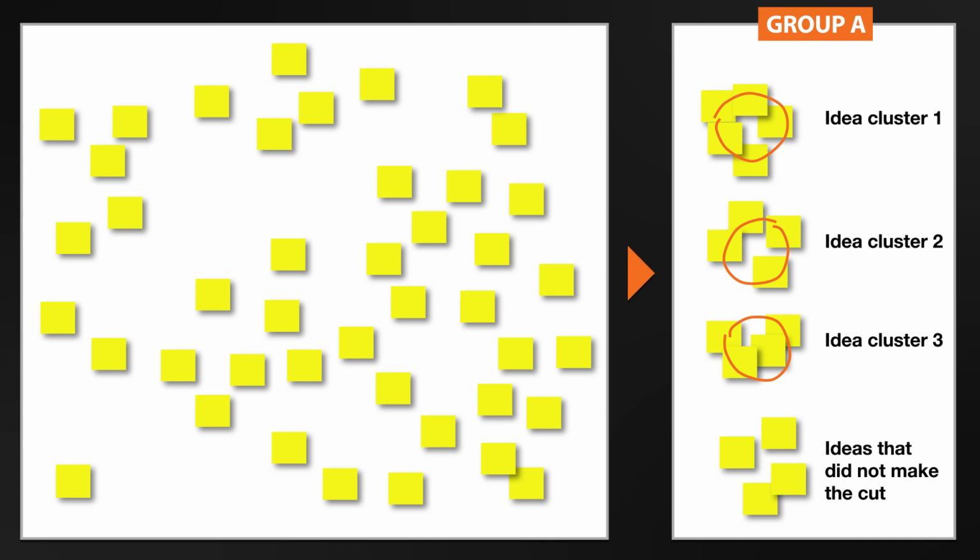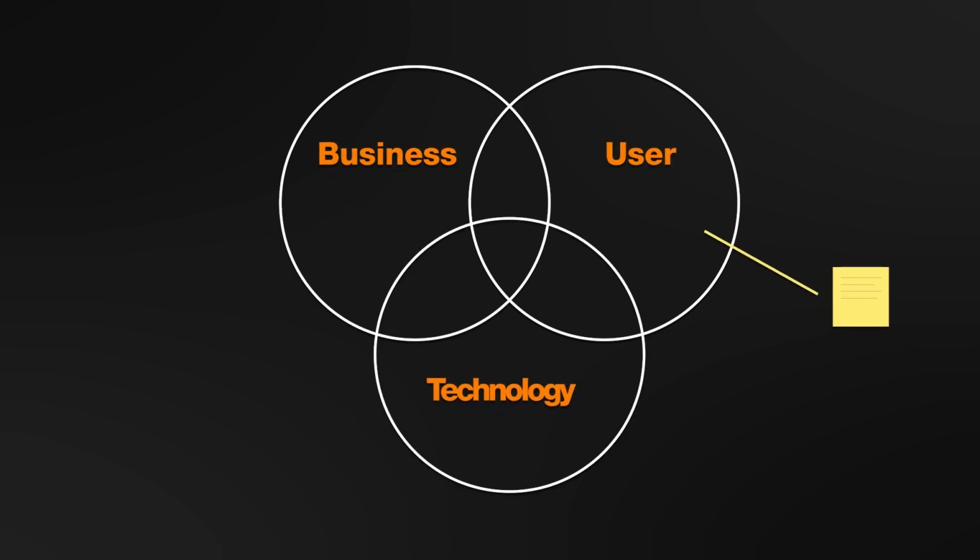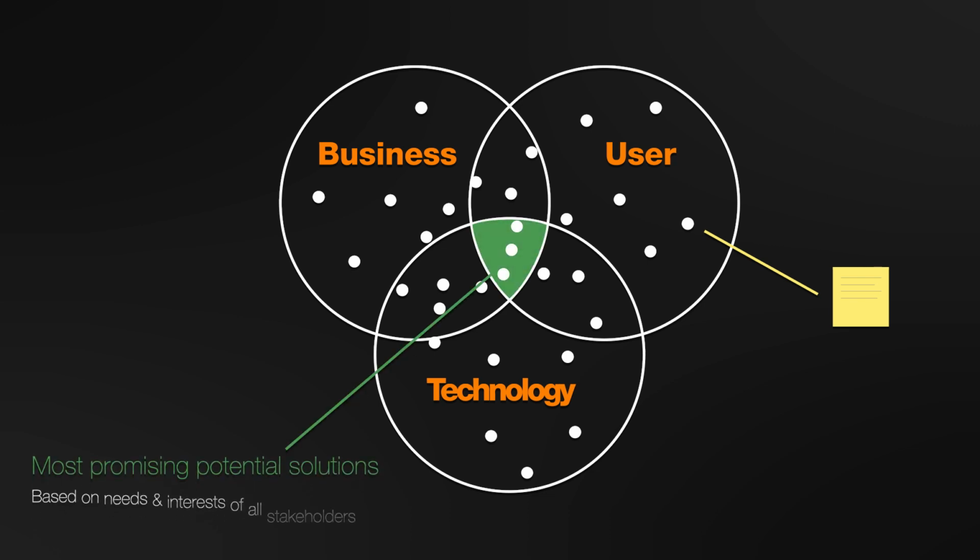Another way to conduct ideation and synthesis is to place ideas directly on a three-circle diagram. Here, ideas are placed on an area that represents either the user, technology, or business. Some ideas could fall on the overlap of two of those spheres of interest. Most promising ideas would be placed in the center where they relate directly to all stakeholders.